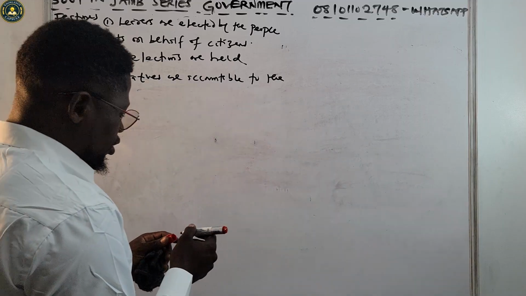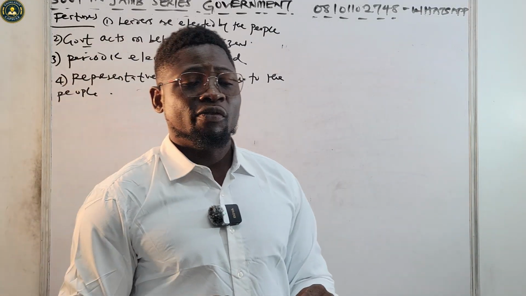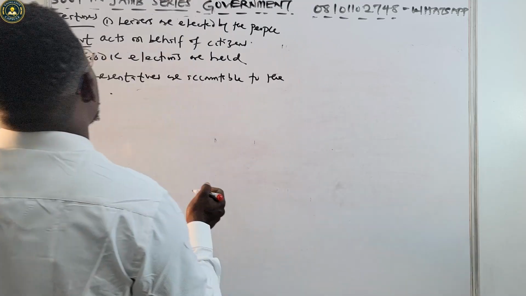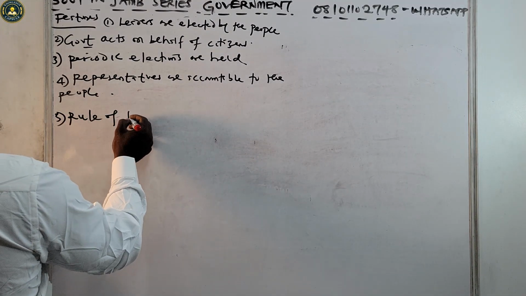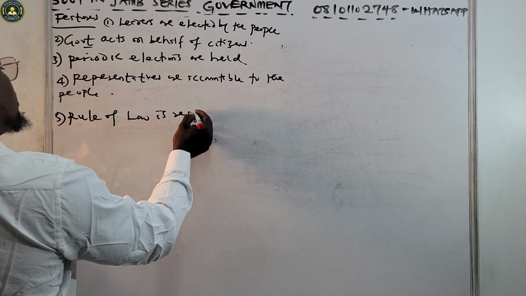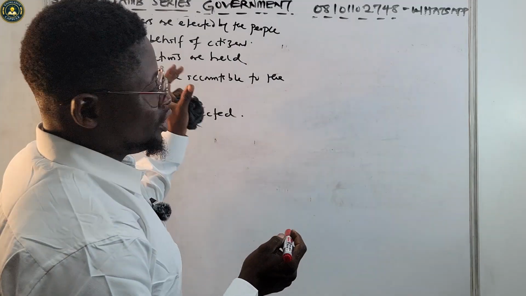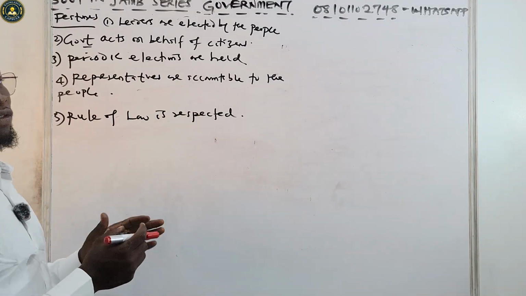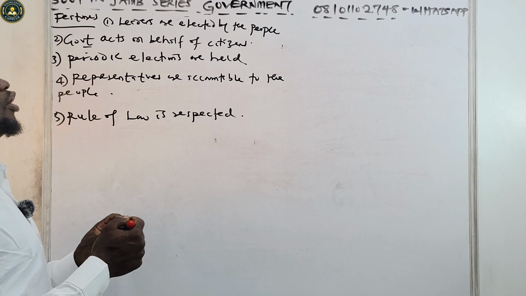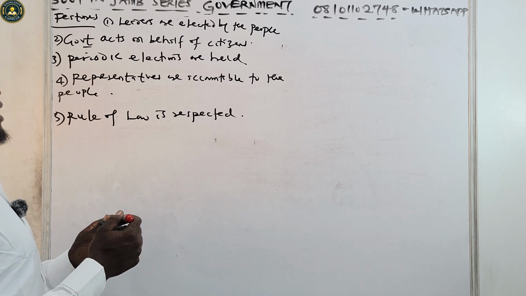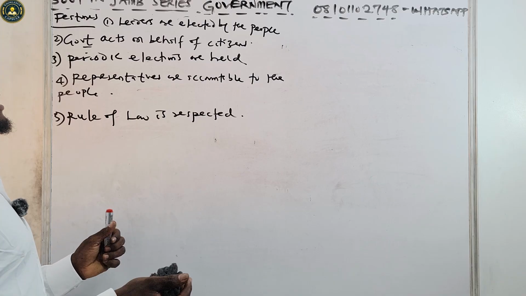Then of course, rule of law is respected. That is another feature. Number five, rule of law is respected. So these are the features of representative government: leaders are elected by the people, government acts on behalf of citizens, periodic elections are held, representatives are accountable to the people, and rule of law is respected.